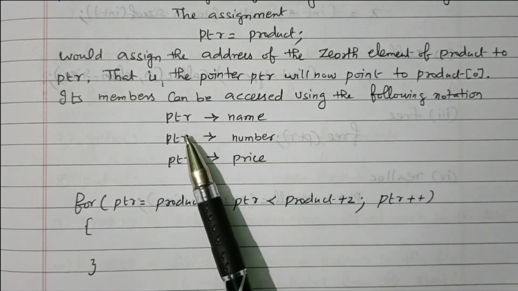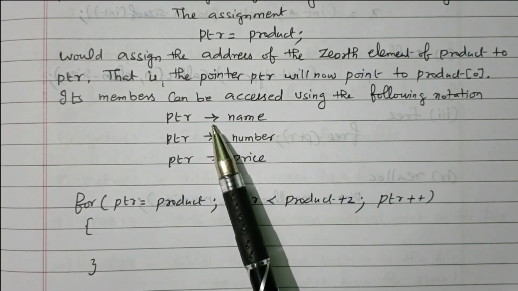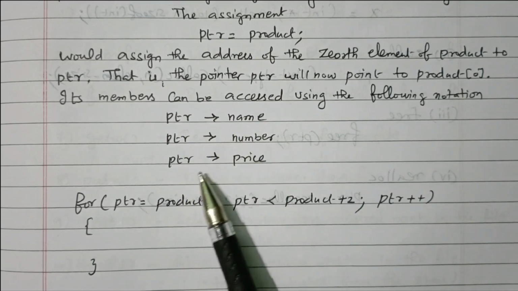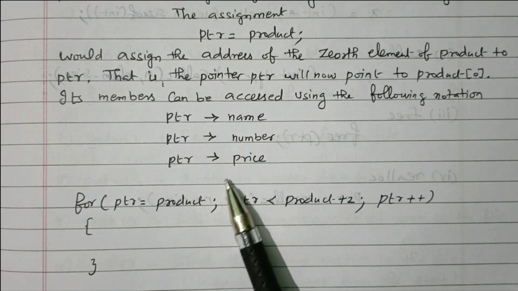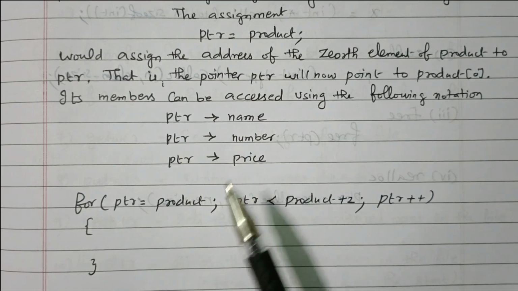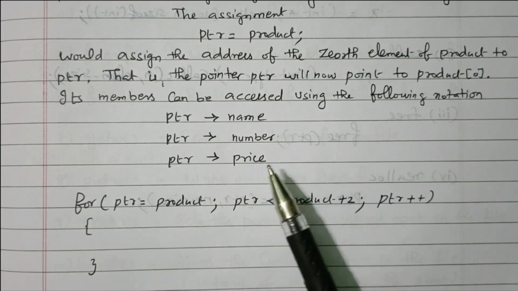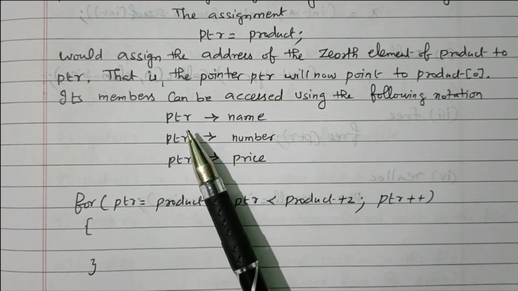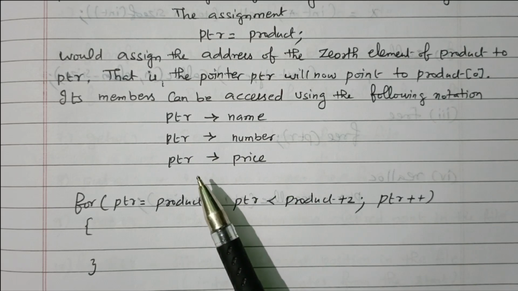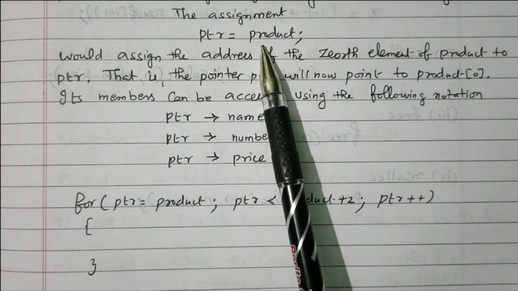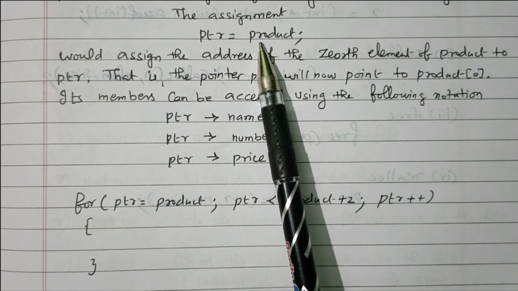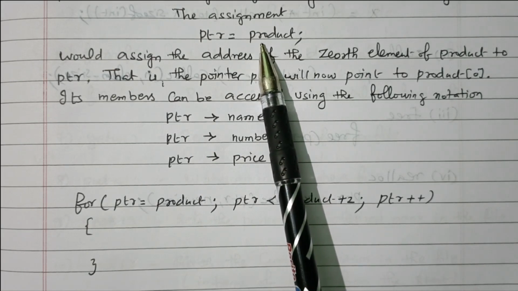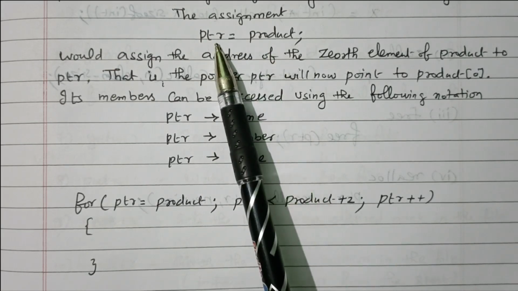So how can we refer? ptr name, ptr number, the arrow mark, ptr number, ptr price. The next one means we'll go with the product of 1 next time. It may be ptr 1, 2 like that, right? So this product is nothing but structure variable. Two variables are there, product of 0, product of 1. So that is assigned to the pointer.